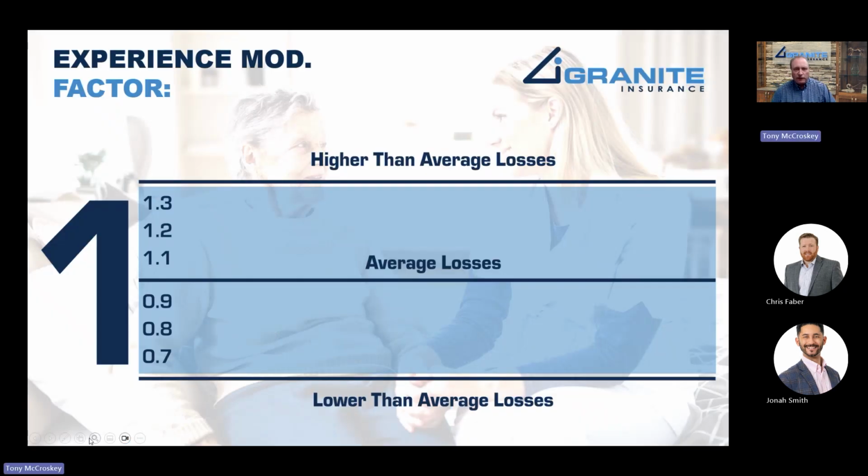Experience mod. Your experience mod is either 1, which is average, above 1, which is higher than average intuitively, or less than 1, which is what you're looking for. Basically, if your experience mod is 1.3, you're paying 30% more than the average business in your industry for workers' compensation. If it's 0.7, you're paying 30% less than the average business in your industry. And that's really, really important. We're going to explain why in just a moment.